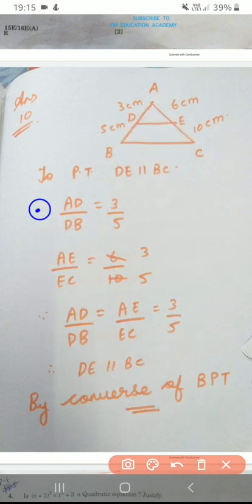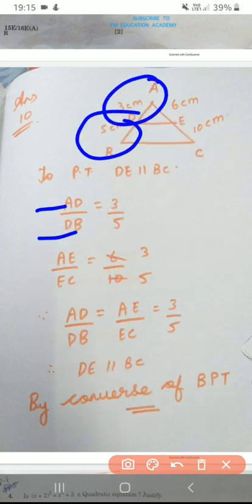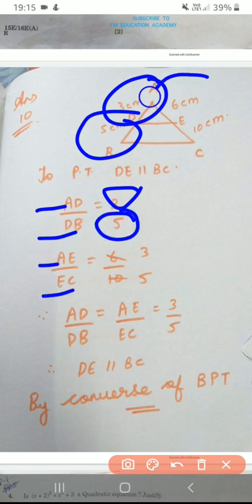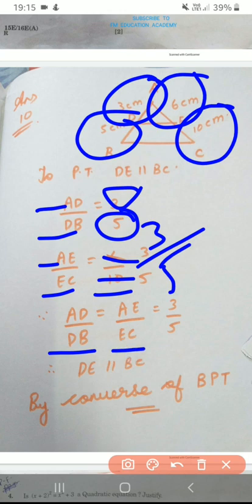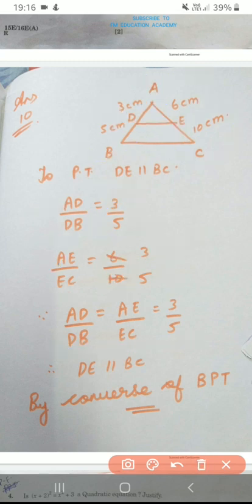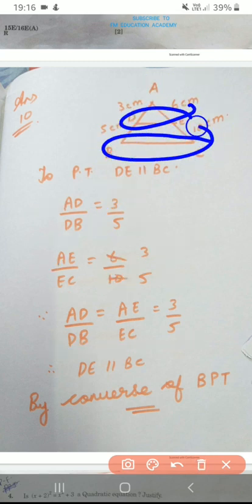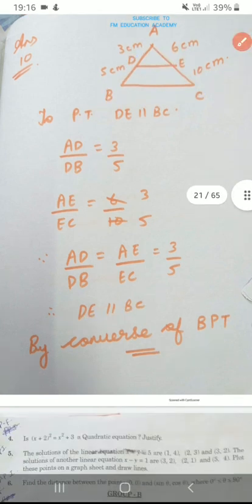So if I find out AD by DB, it is nothing but 3 by 5, because AD is 3 and DB is 5. If I find out AE by EC, I get AE is 6 and EC is 10. 2 3s are 6, 2 5s are 10. Both of them are getting 3 by 5 only. So we get to know that AD by DB is equal to AE by EC is equal to 3 by 5. Since the sides are divided in the same ratio, I can say this side is parallel to the third side. That is, DE is parallel to BC by converse of BPT.